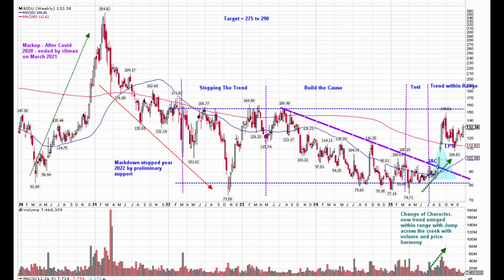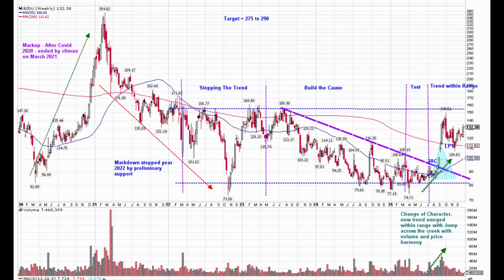This move is supported by harmony between price and volume. Over 4 weeks, the price moved rapidly from $90 to $132, while volume pushed from 20 million to 60 million. The stock then jumped across the creek, breaking resistance with high volume in September 2025. Currently, the stock is testing the last point of support or LPS at $110.